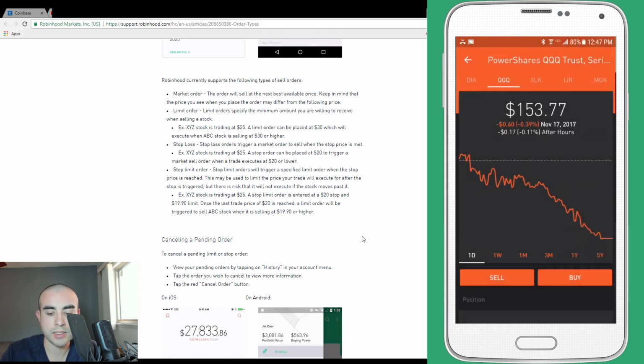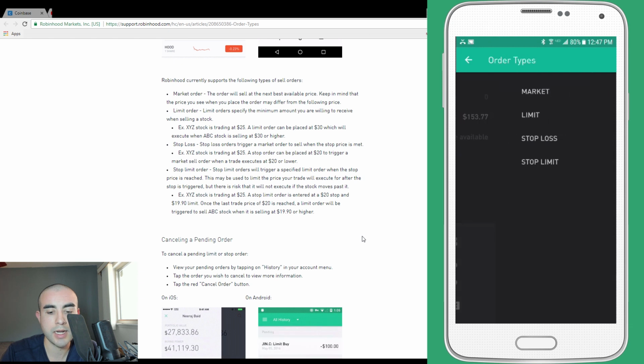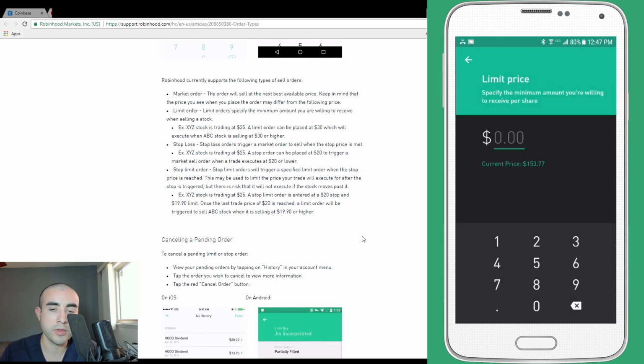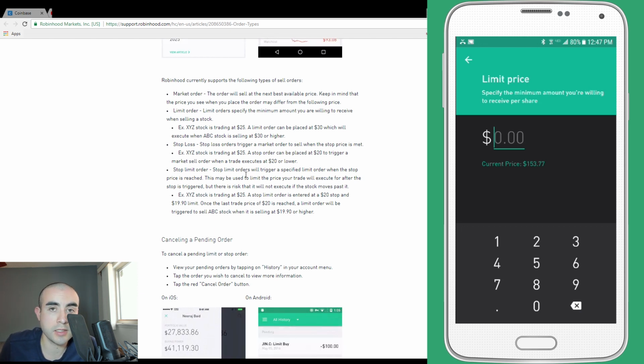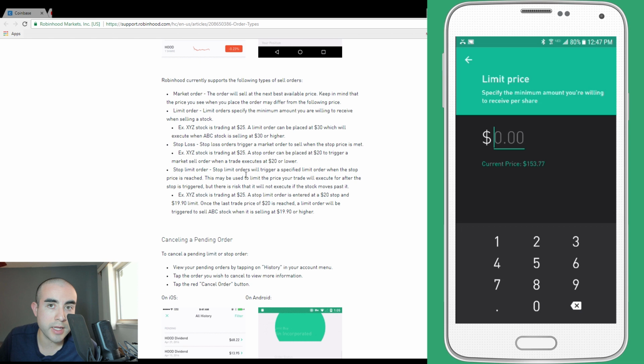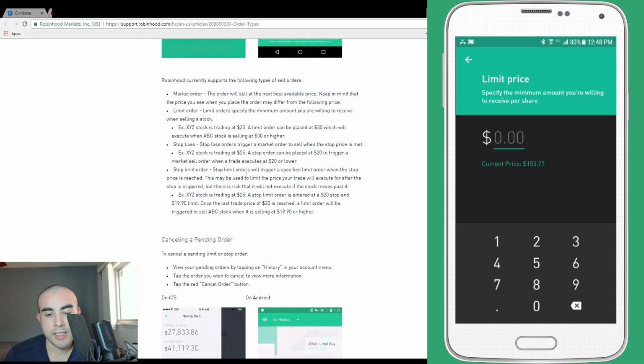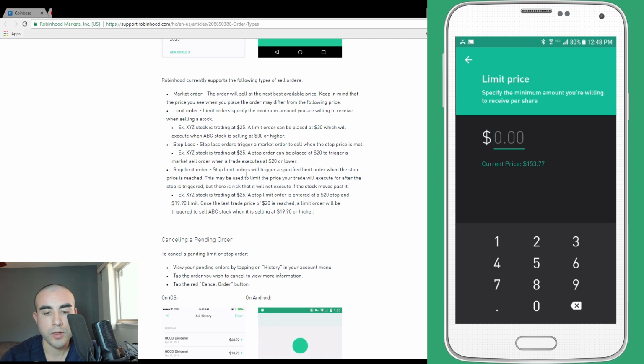So if we go back to the second one for sell order types, and now go to limit, before I go over this, let's go back to the help article. Limit orders specify the minimum amount you're willing to receive when selling a stock. It sounds pretty familiar, right? It's very similar to the buying order. So basically it's saying specify the minimum amount you're willing to receive per share.